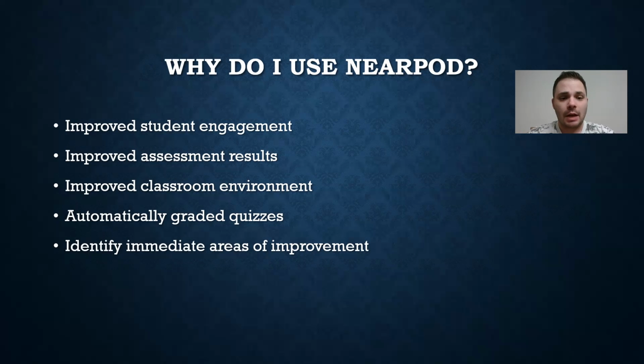And it could really help identify immediate areas of improvement. When you get students to submit to a specific Nearpod, you will get feedback, and oftentimes that feedback will include specific charts showing the percentage of students that got these questions right compared to wrong. And you're able to see based on those charts specific areas of need that you might need to go over again before you move on.